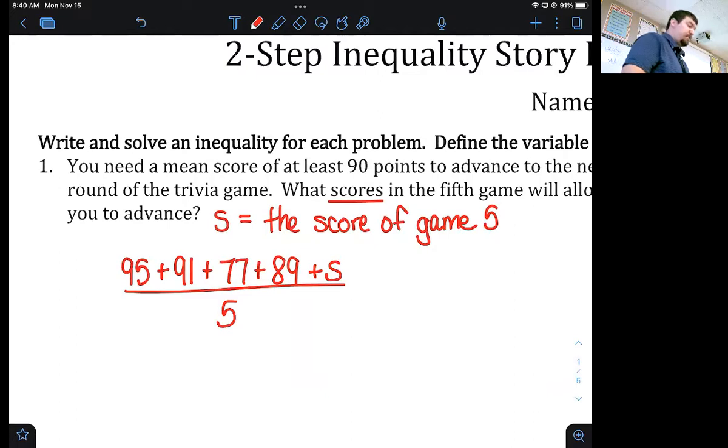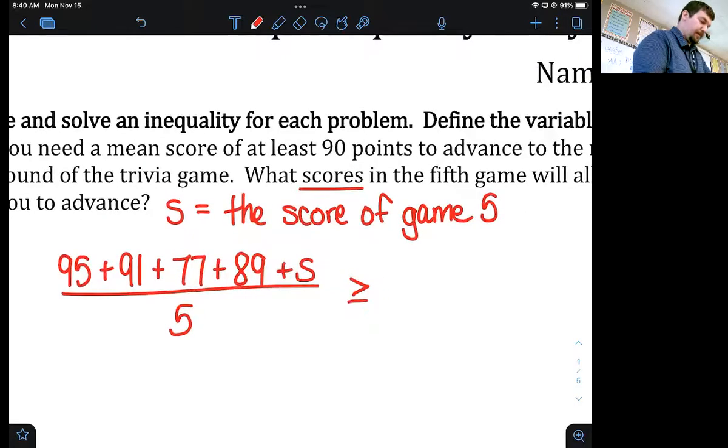We want our average to be at least 90 points. So if it's at least 90 points, Maddie, does that mean we want to use a greater than or equal to or less than or equal to symbol? Absolutely, yeah, we'd be fine with anything higher than that. We just can't be any lower than 90.